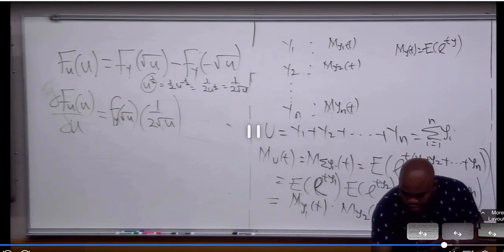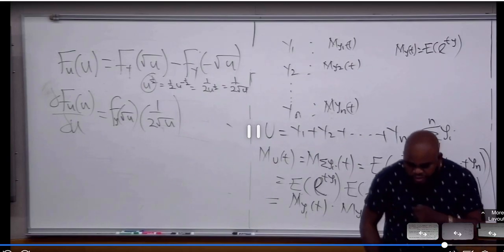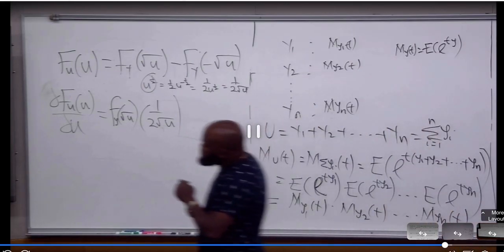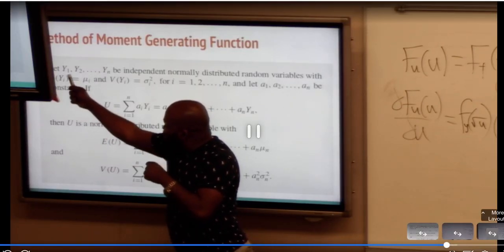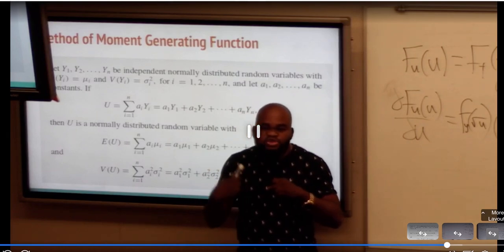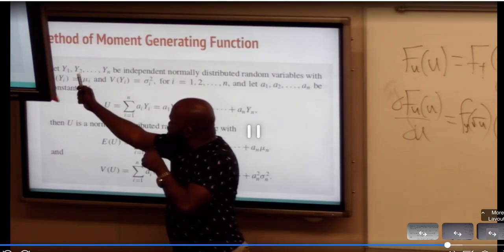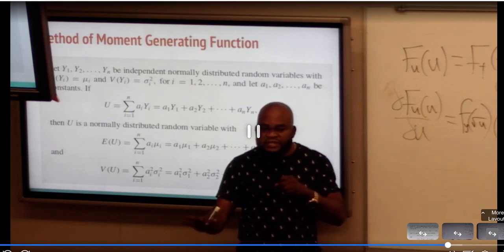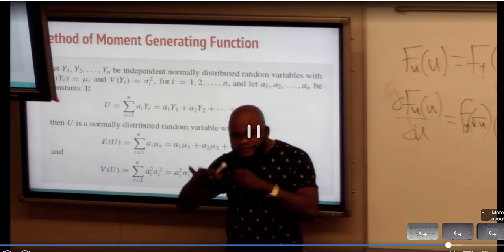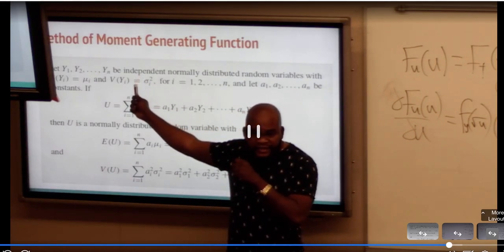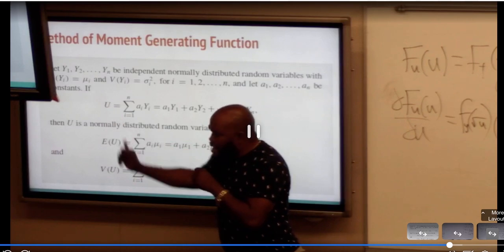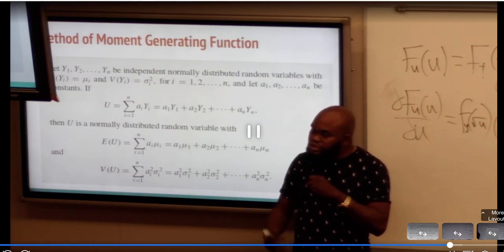Now, continuing that. Do you know that if Y1 up to Yn are independently normally distributed, where the expected value of Yi equals mu i? What I mean here is the expected value of Y1 equals mu1, the expected value of Y2 equals mu2. Each of these random variables has its own mean, and they also have their own variances. Covariance is 0, because they told us they are independent. Now I want to talk about U, which is a new variable.